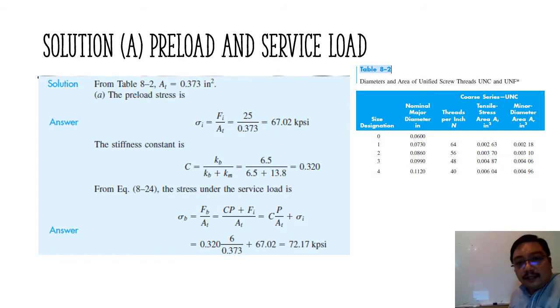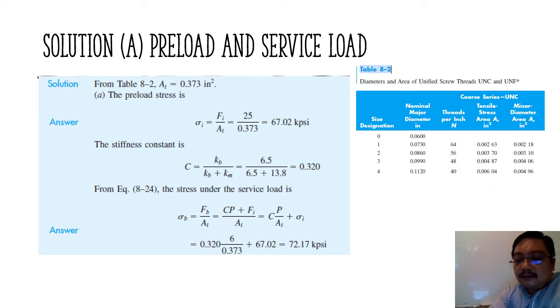For solution A, they want us to calculate the preload and service load stresses. The preload stress is the initial force over the area of the thread, equal to 25 kip, given in the question, over the area of the thread from table 8.2. The area of the thread is 0.373 inch squared.